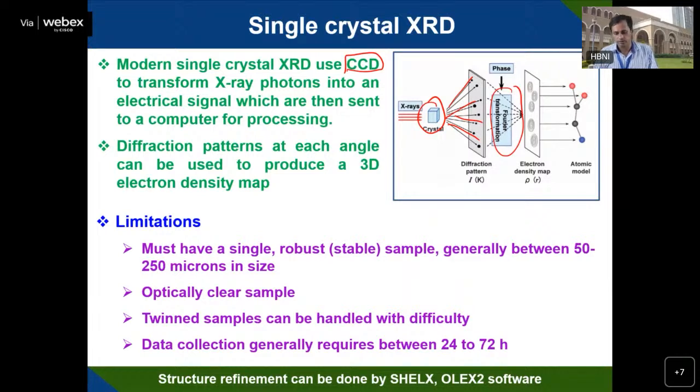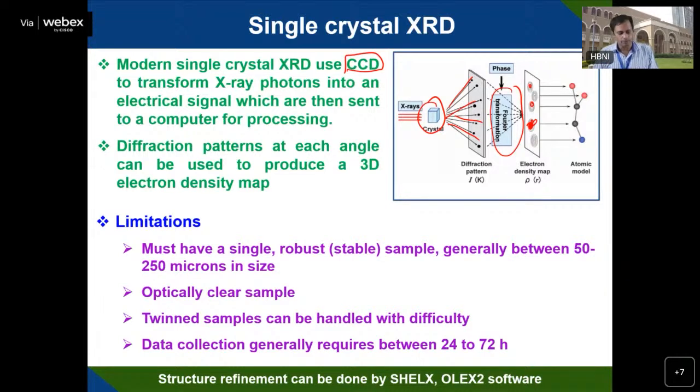You need to change that phase to here, and then you will get an electron density map. Depending upon the material, if you have a high Z material, it will be more dense. If a low Z material, it will be less dense. And like that, you will get different spots.